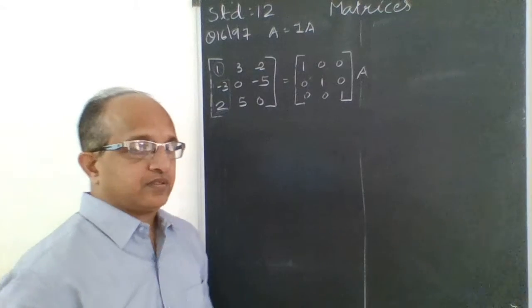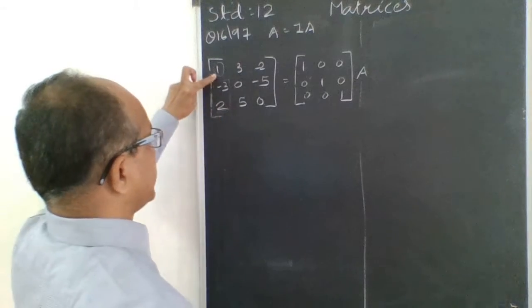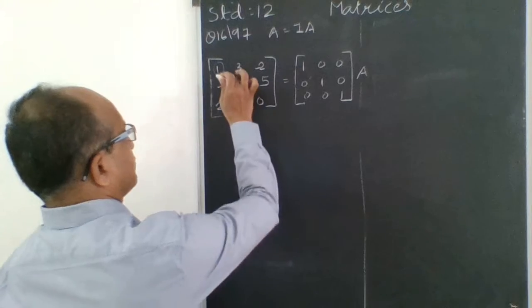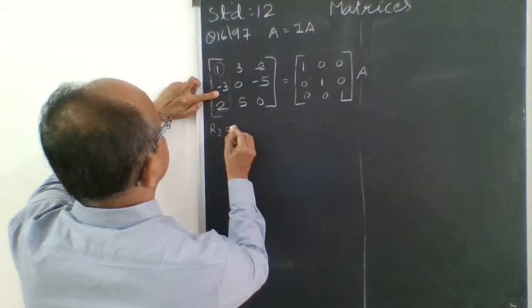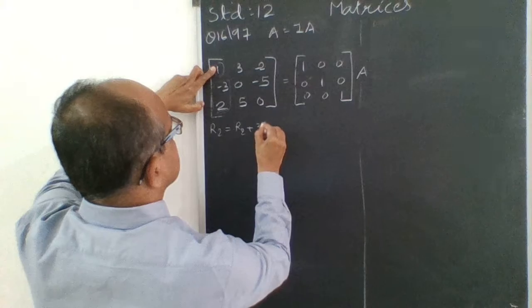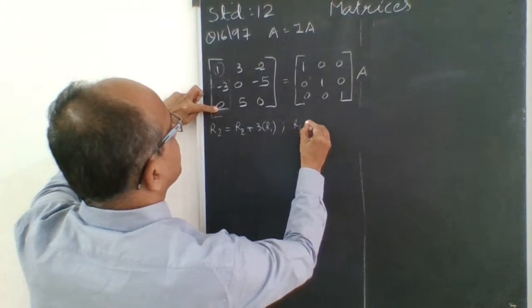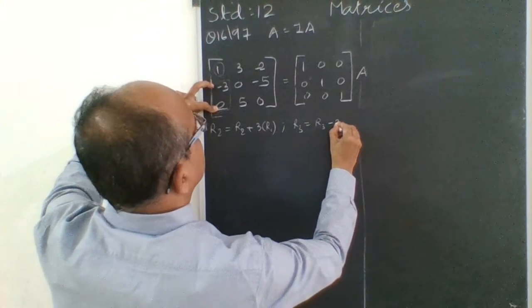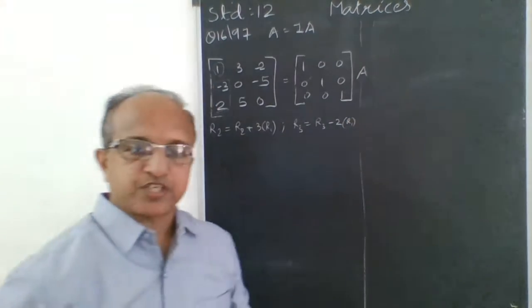Now always for the starting we should start with the A11. So A11 is already here 1, right? So that one operation is less. Now these two we will try to get 0. So to get the 0, what we can do? R2 is equal to R2 plus 3 times R1 we will do, right? And to get this 0, what we can do? R3 here minus 2 into R1. Yes, this process we can do. We can do more than one operation together.